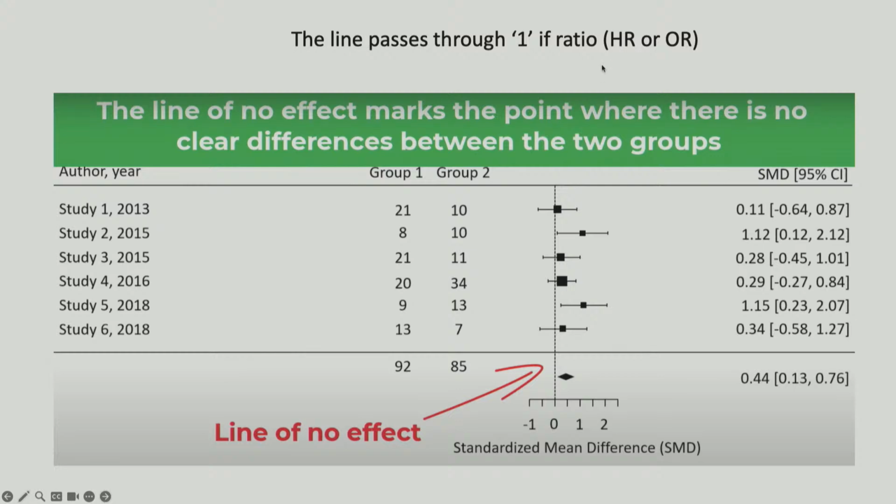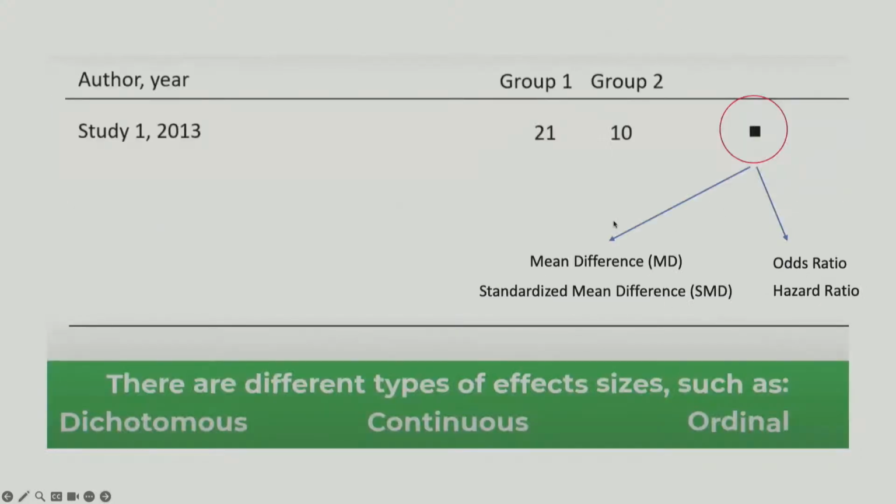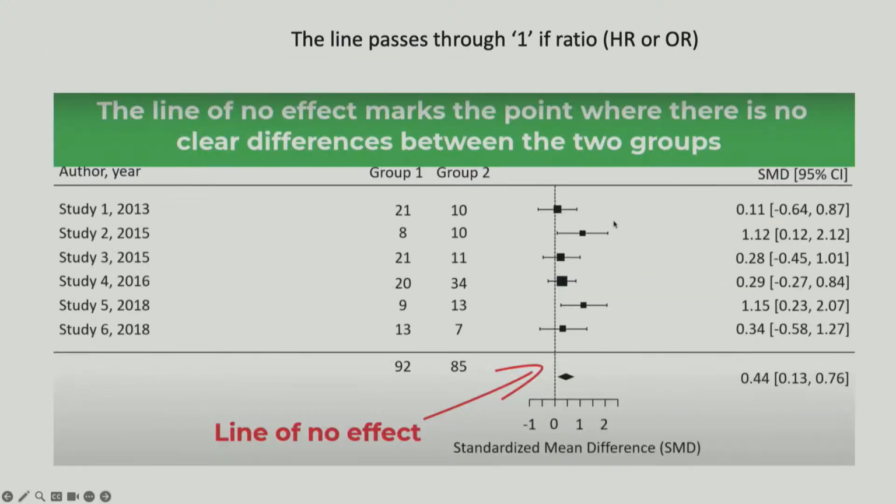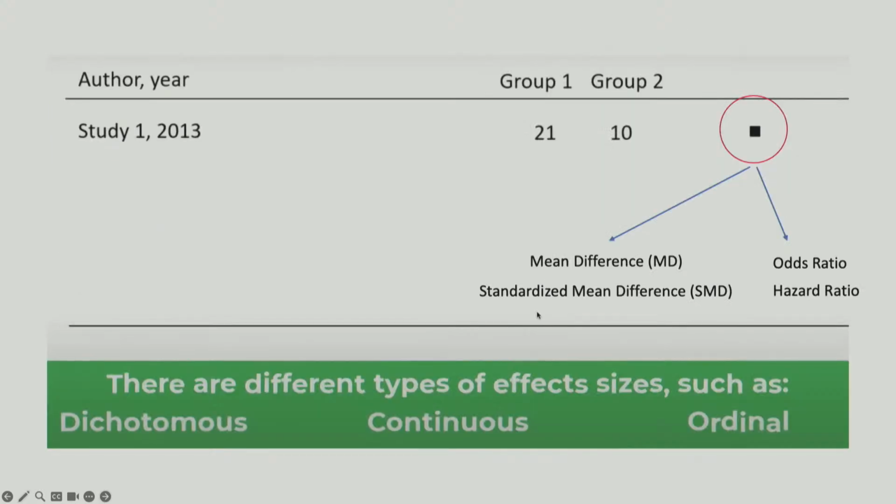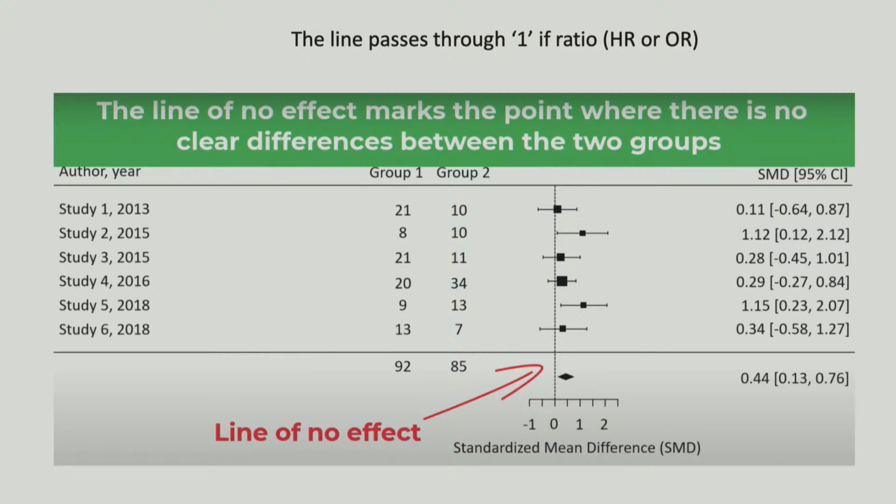But if it is a dichotomous value, then it's calculated as odds ratio or hazard ratio, and for this line of no effect there will be a 1 here because it cannot be 0, right? Now this is the line of no effect, again standardized mean difference, and the rest of the values are the same. So this means that there are two groups of intervention. Which intervention is better? The goal of this forest plot is to find out.